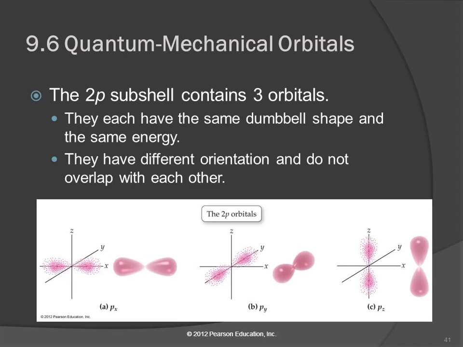The next type of orbital is the 2p subshell. So this is roughly the same energy as the 2s, but it's a different shape. And there's actually 3 different orbitals within this subshell. And they're shaped kind of like dumbbells or like 2 balloons.